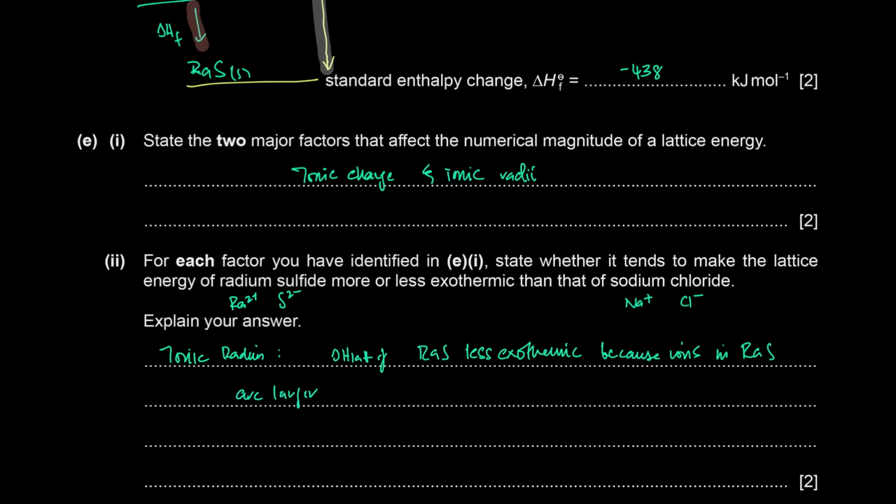Remember over here, sulfide ions are also larger than chloride ions. They have the same number of electrons, but chloride has a greater nuclear charge. From AS chemistry, if you remember, nuclear charge is increasing but the number of electrons is the same. They're isoelectronic. So chloride is smaller, and Na plus is also smaller. So both ions in sodium chloride are smaller, and you'd expect RaS to be less exothermic, since it has larger ions.